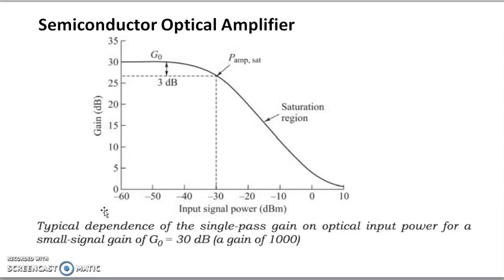Here is the typical graph that shows the dependence of a single pass gain on the input power for a small signal gain of G0 = 30 dB. That is about the input signal, and about the gain G0, that is the small signal gain. And here we have the saturated amplifier power, and this one is about the saturation region.